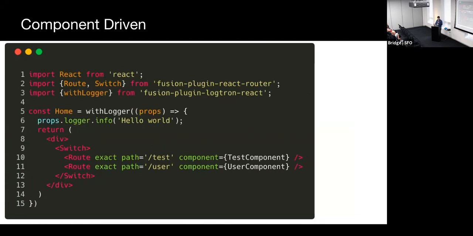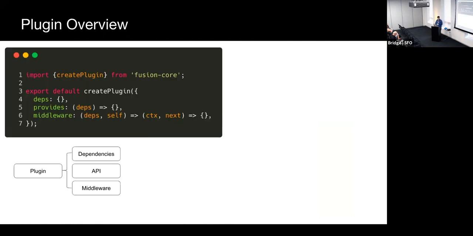Same thing with higher order components and coming up hooks when those are officially released. So all that stuff works just like you're used to in other web frameworks. So let's dive a little bit deeper into what a Fusion plugin looks like. A plugin is basically a container for declaring dependencies, providing an API, and providing a middleware.